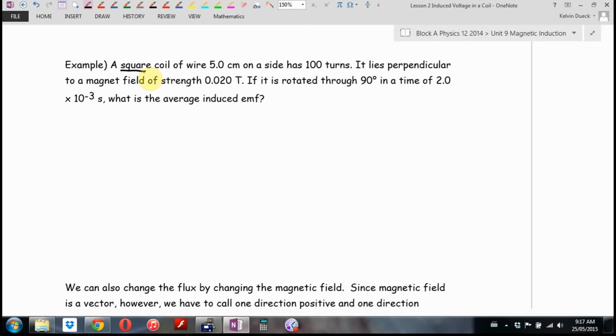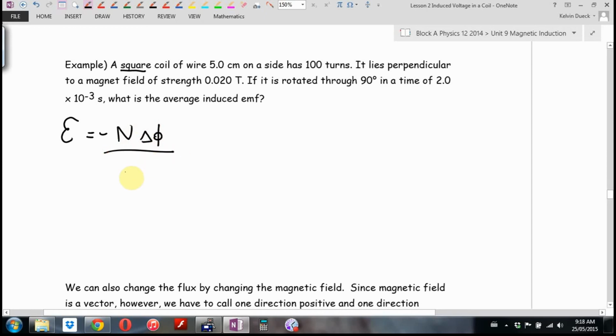It lies perpendicular to a magnetic field. So it's starting out perpendicular to the magnetic field, and then it's rotated 90 degrees. Oh, what's my final flux going to be? 0? Okay. What's the average induced EMF? Negative N, change in flux over change in time. N equals 100. I usually do N and T first because they don't take any work almost always. The time is 0.002, and then I save some room to carefully crunch the change in flux.